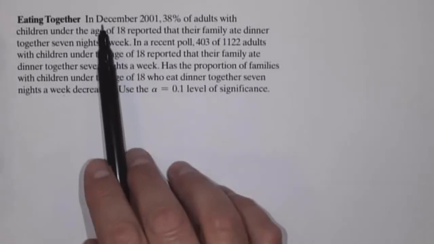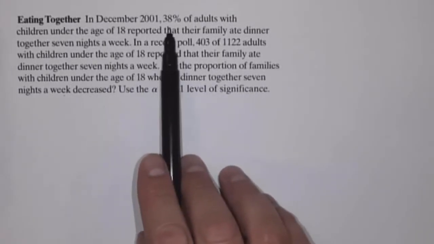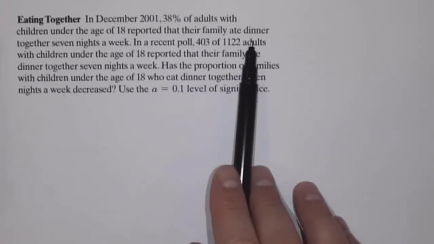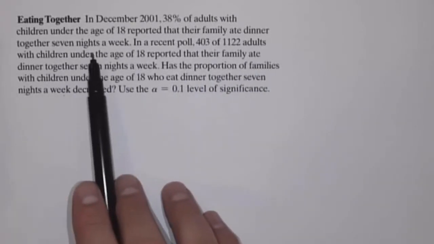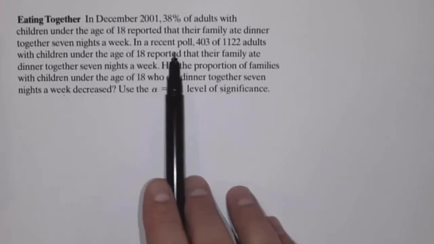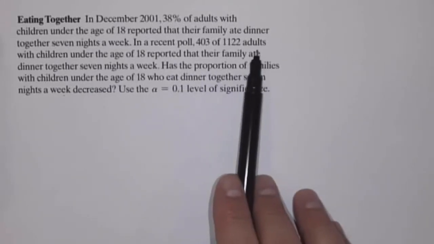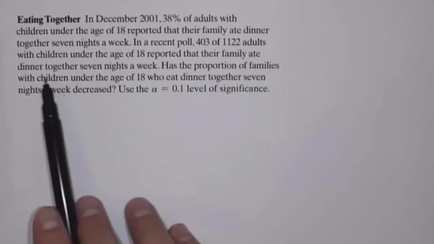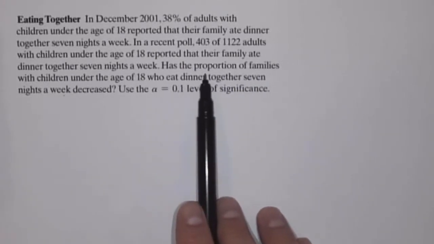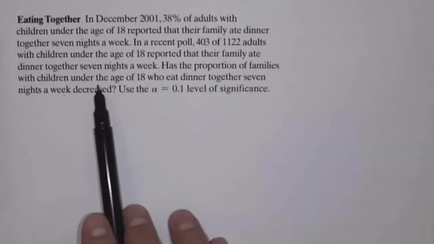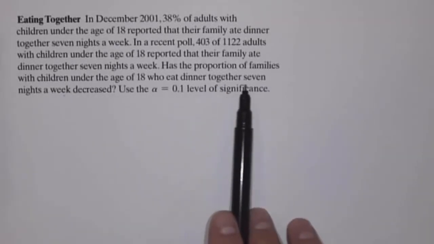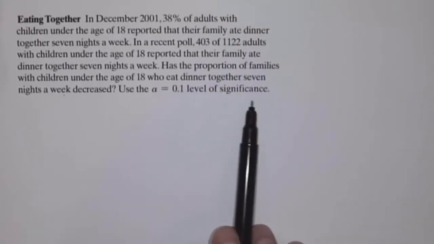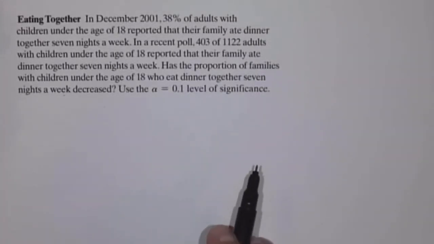So looking at our first example, in December 2001, 38% of adults with children under the age of 18 reported that their families ate dinner together 7 nights a week. In a recent poll, 403 of 1,122 adults with children under the age of 18 reported that their family ate dinner together 7 nights a week. Has the proportion of families with children under the age of 18 who eat dinner together 7 nights a week decreased? Use a 0.1 level of significance.